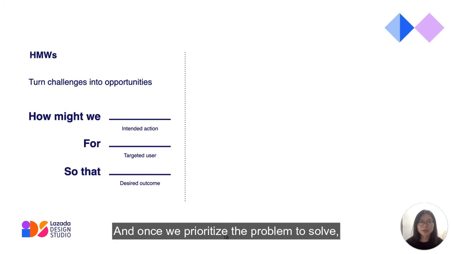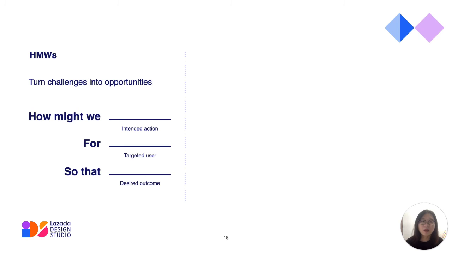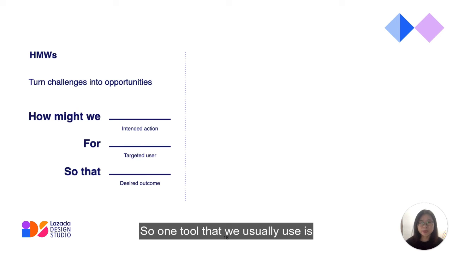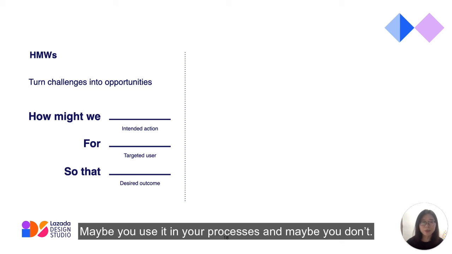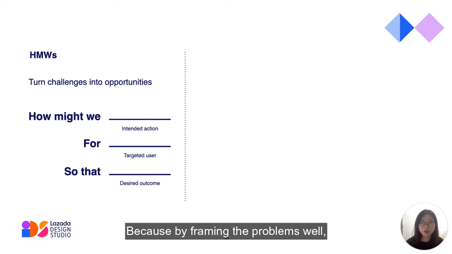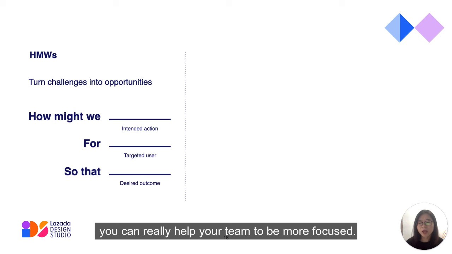Once we prioritize the problem to solve, we should frame them properly so that we can start the solutioning step with a good canvas. One tool that we usually use is framing How Might We. You guys probably already know about this. Maybe you use it in your process, and maybe you don't. If you're not using them yet, I really recommend it because by framing the problems well, you can really help your team to be more focused.